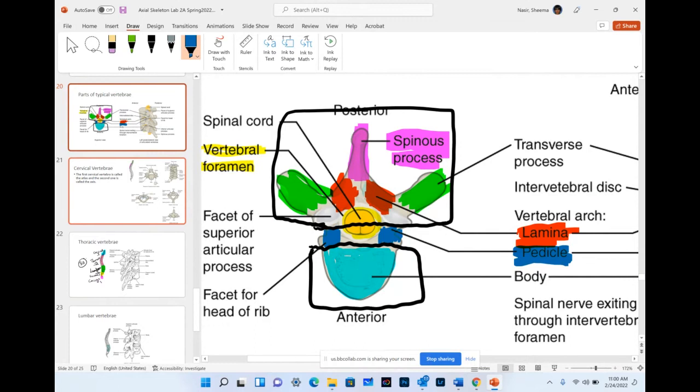So what do we have? We have spinous process, but spinous process is made by your lamina. The two laminae come together and make the spinous process. Then you have sideways processes, which are transverse processes. Then you have the body, and the body is connected to the bumpy part with all the processes. The two are connected by the pedicel.